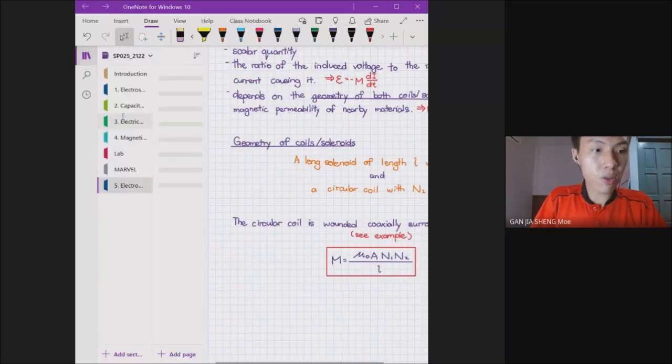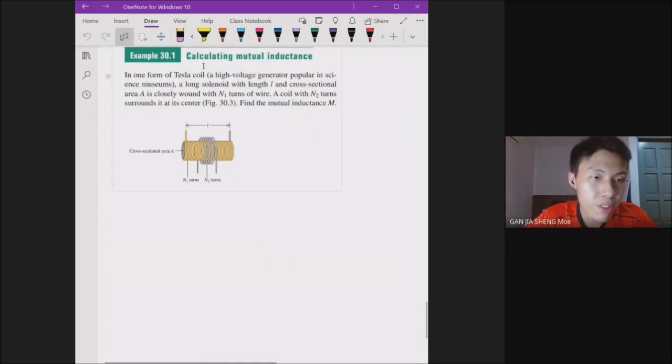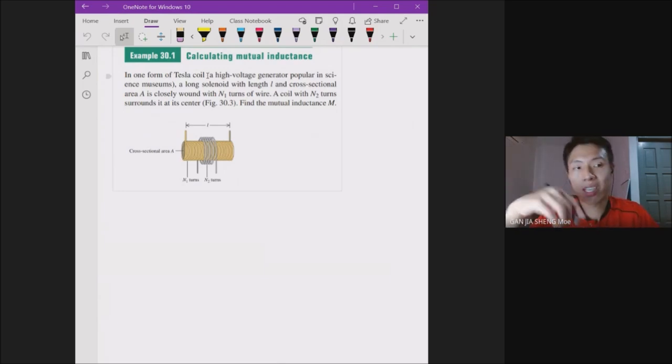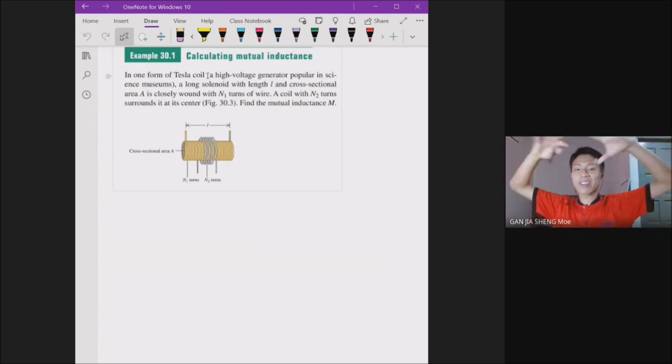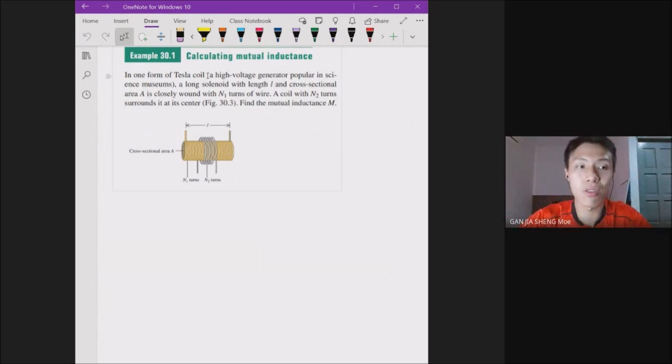Okay, so let's move on to the question. One form of Tesla coil is some kind of setup that you usually see in a museum. It involves people creating lightning around the area, then they use this Tesla coil, but that's not important.